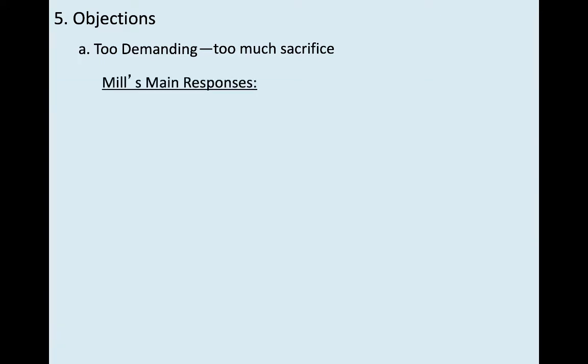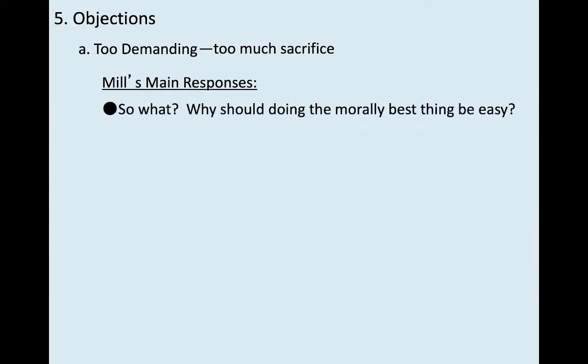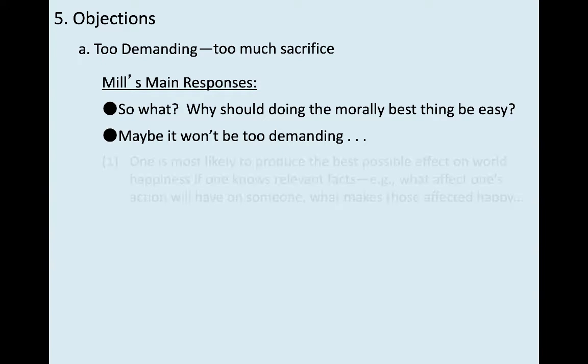Now, here's Mill's main response. He says, first, so what? Why should we expect doing the morally best thing to be easy? It's not a criticism of the theory to say that it requires a lot of us. Maybe morality requires a lot of us. And then Mill says, but maybe it doesn't actually require quite so much.